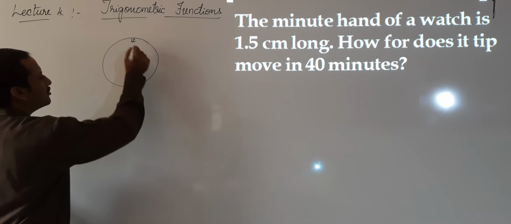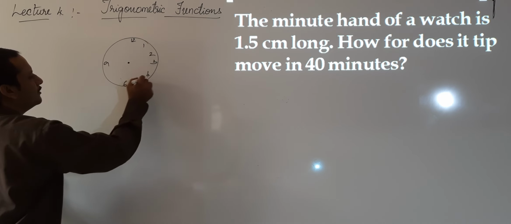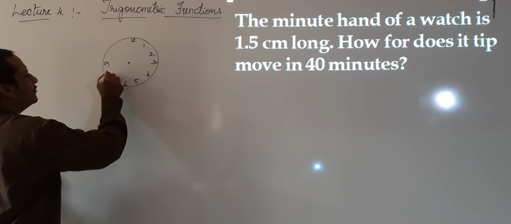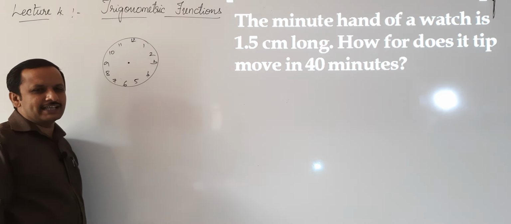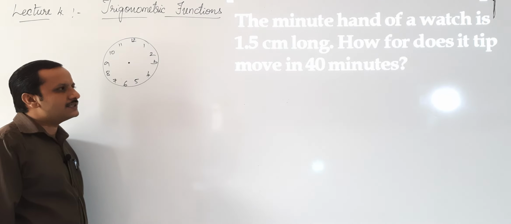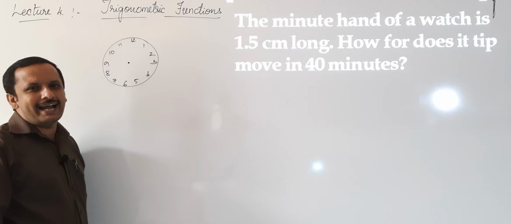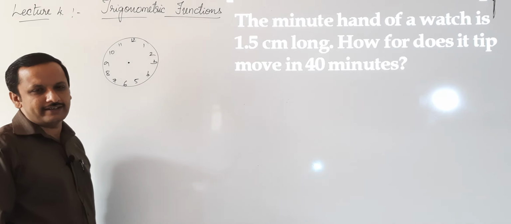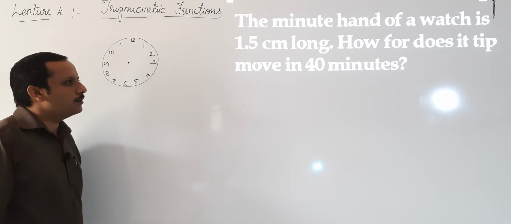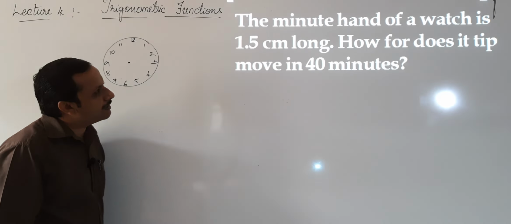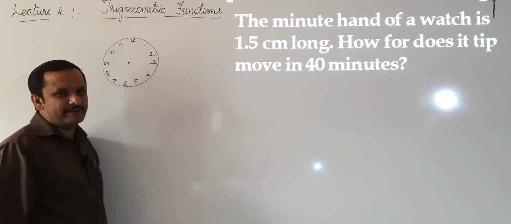So, here is 12, 3, 6, 9. Okay. So, a watch looks like this, right? It has a minute hand, an hour hand, and a second hand also. Okay. So, how far does its tip move? The minute hand, its length is 1.5 centimeter long.